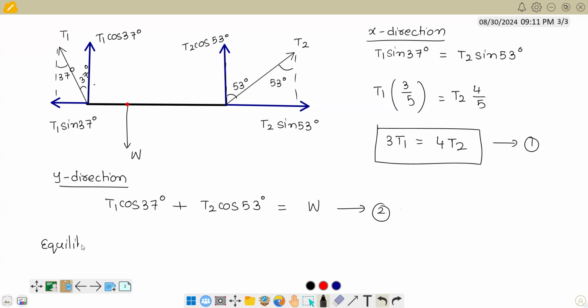So since the body is in equilibrium, we can take the net torque as equal to 0. I will try to find the net torque about this point, the point where the weight is acting. So I'll take this picture.